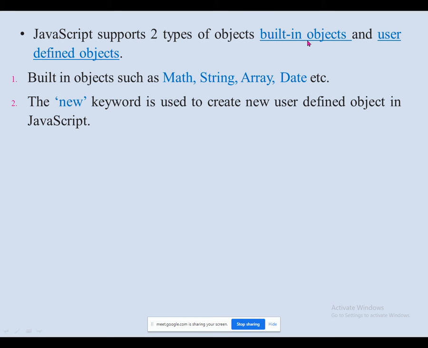So first is built-in object. What is a built-in object? The ready-made object available in JavaScript. And user-defined object. User-defined object means what? Just like functions, you can create your own object also. Okay. So built-in objects such as, some examples they have given, are math, string, array, and date, etc. Okay, so you are going to use the math object.